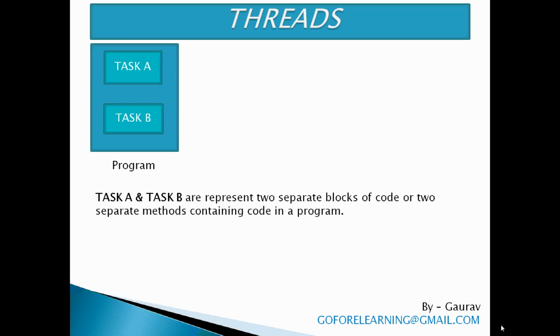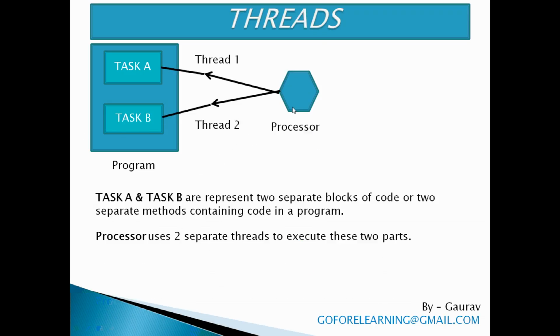In this figure, here we have a program. In this program, there are two parts. These parts, task A and task B, may represent two separate blocks of code or two separate methods containing code. Each part may perform a separate task. The processor should execute the two parts, or we can say tasks, simultaneously. So the processor uses two separate threads to execute these two parts. Each thread can be imagined as an individual process that can execute a separate set of statements.